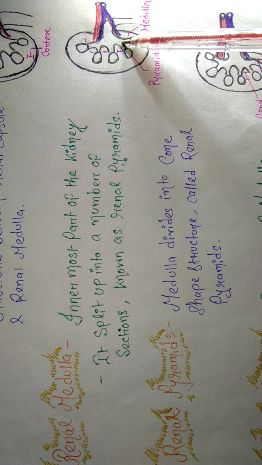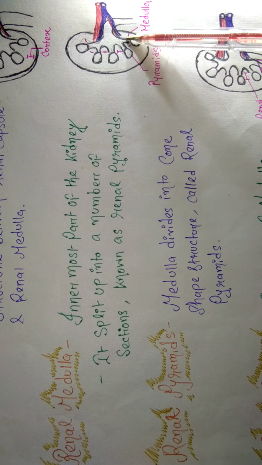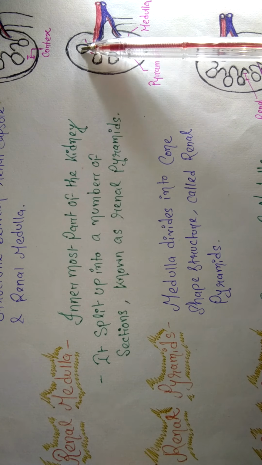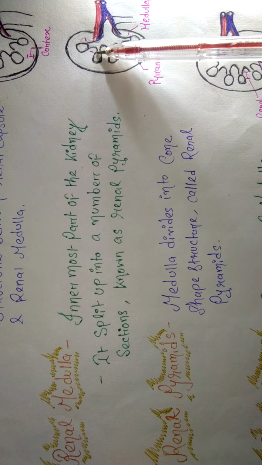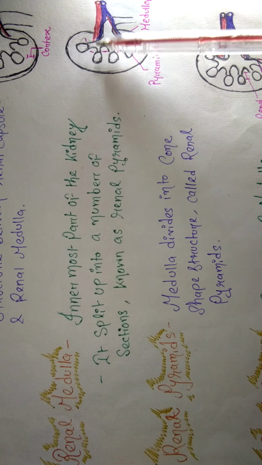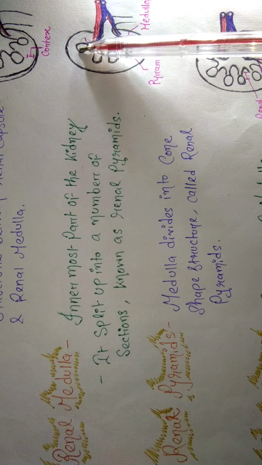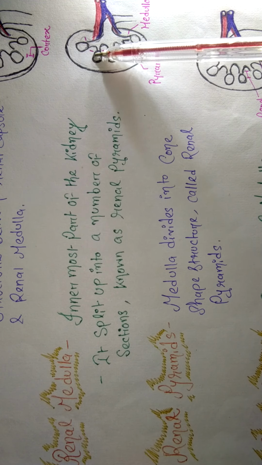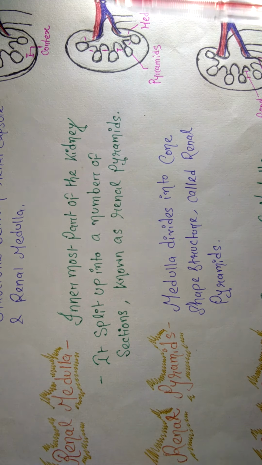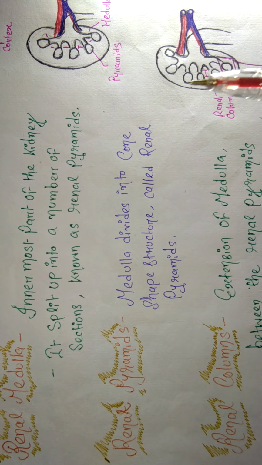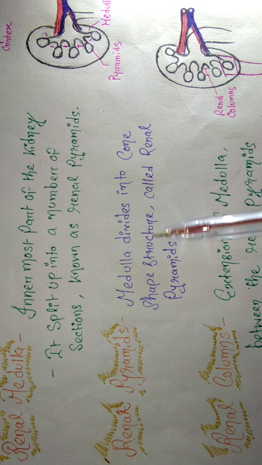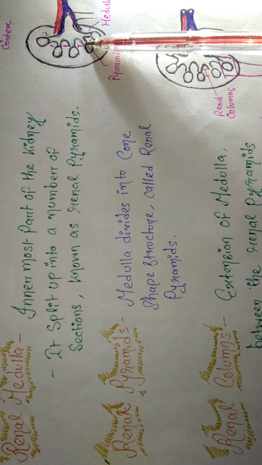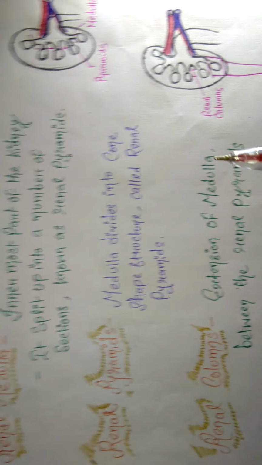The renal medulla divides into some sections which are called renal pyramids. Only this portion, not the minor calyces, is the innermost part of the medulla that divides into renal pyramids. Let me show you the pyramids. The medulla divides into cone shaped structures called renal pyramids. See, cone shaped structures. So these are pyramids.